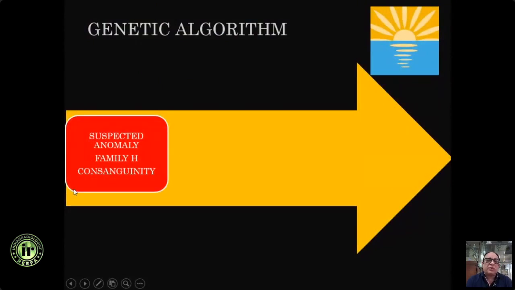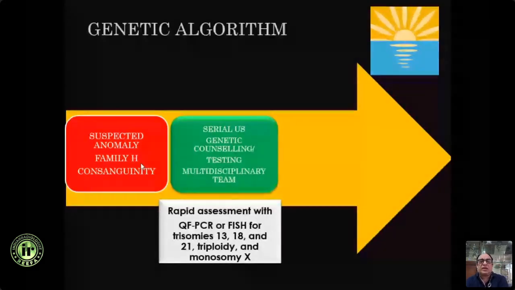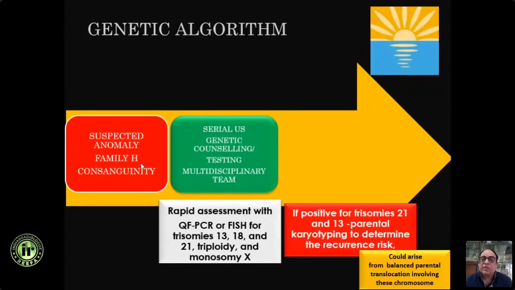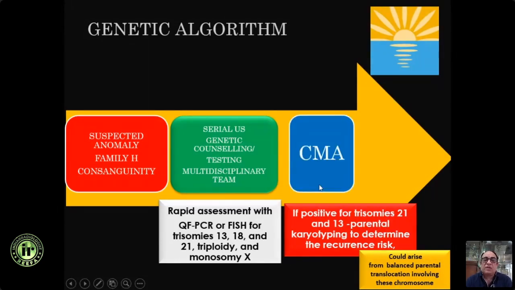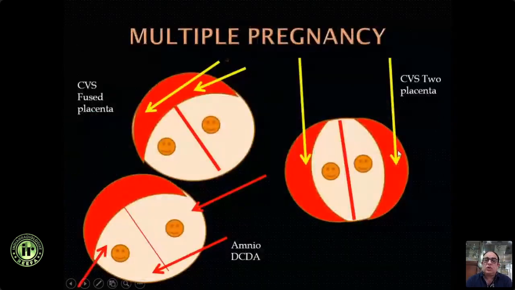When you have a suspected abnormality with a family history or consanguinity, we do serial ultrasound, genetic counseling, and then we do a rapid test. If the rapid test is positive for aneuploidy, we go straight for karyotyping to know whether this is a balanced translocation. Or we go for a microarray. If the FISH is normal, we would go for a microarray, and then if that is normal, we would save the DNA and go for targeted whole genome sequencing.